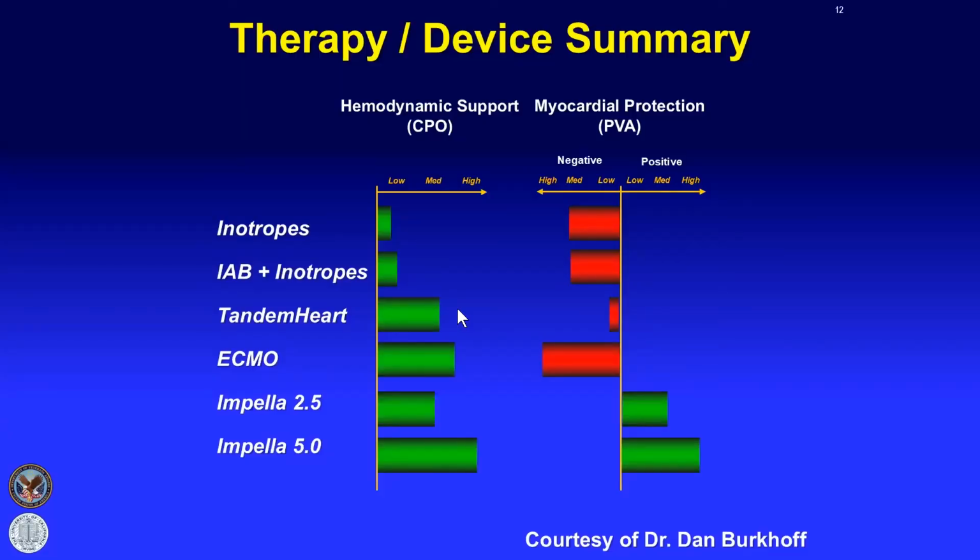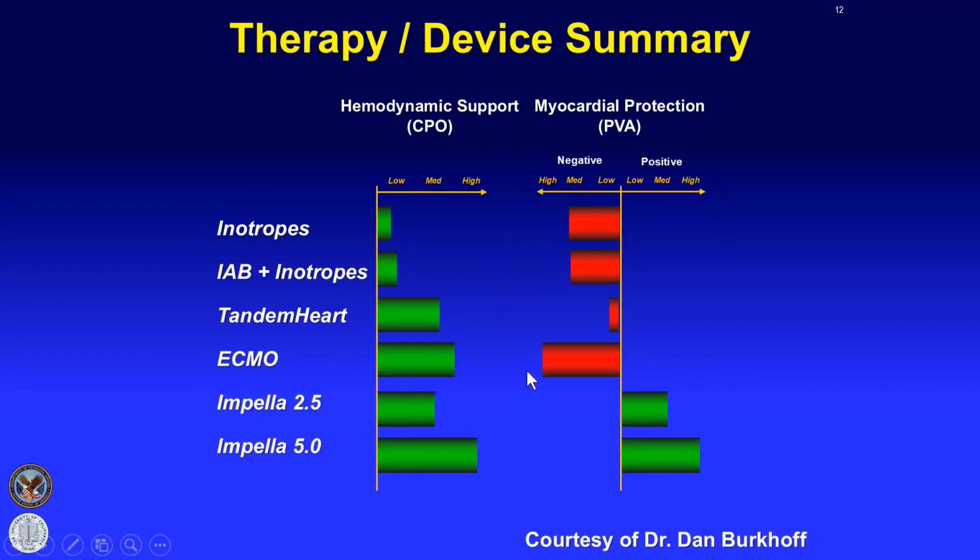Now, as we talked about the functions of these different devices in terms of hemodynamic support based on cardiac power output, and myocardial protection based on the pressure volume area or reduction in oxygen consumption, you can see significant differences both in the direction and magnitude of the effect. Inotropes, and inotropes with balloon pump, have a very modest effect on cardiac power and a negative effect on pressure volume area. TandemHeart is much more powerful, but has a modest or neutral effect on pressure volume area.